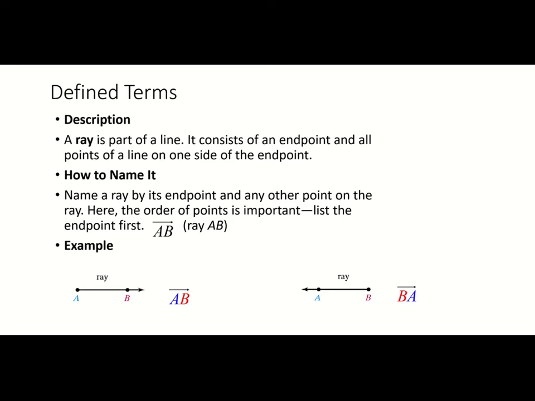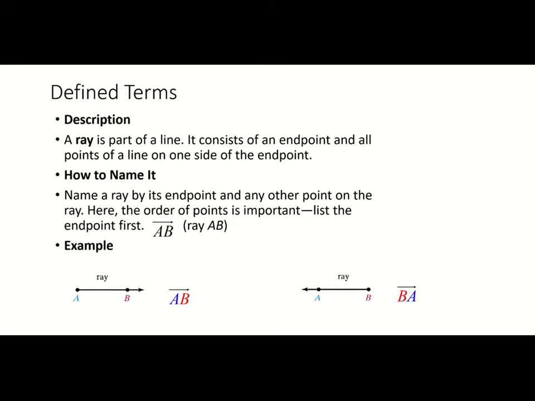So your endpoint always comes first. You name it by two points. You always start with the endpoint first, so we have ray AB, and A is the endpoint. If I were to say ray BA, that means my ray starts at B, B is the endpoint, so B is listed first when you name it. So the order matters here.